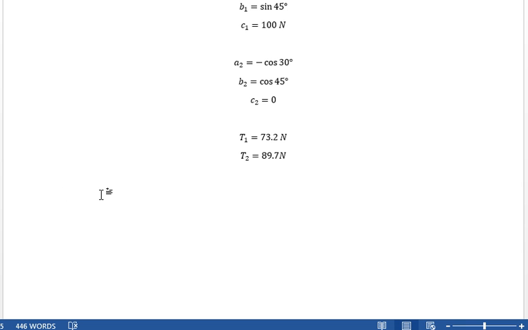Let's see. I will type up what I did in Excel and stick this in, and that way you'll have it in the solution set. All right, that's it for this problem.